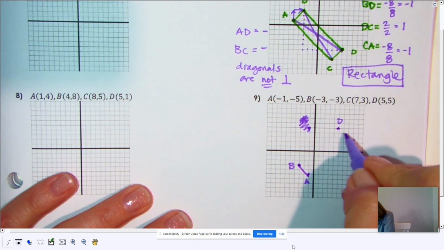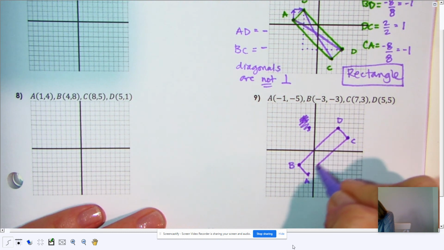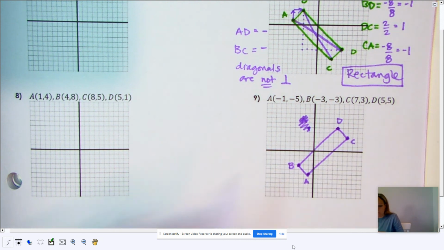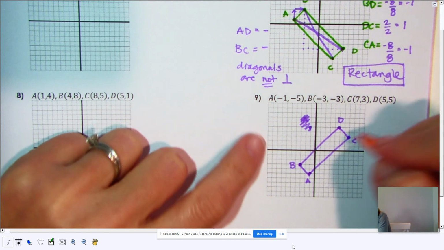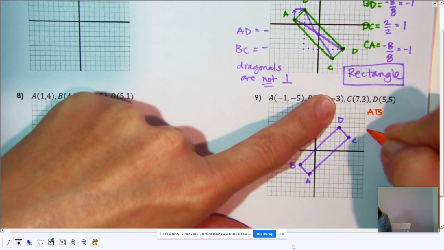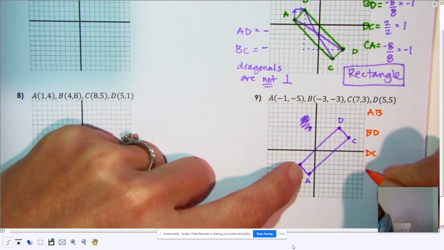All right, so there we go. This one is looking like another rectangle, you guys. Not gonna lie. I'll put the work up here. We know it's a rectangle, but again, you want to make sure that you're finding the slopes of the sides, showing that they are indeed perpendicular. So from A to B, B to D, D to C, and C to A.